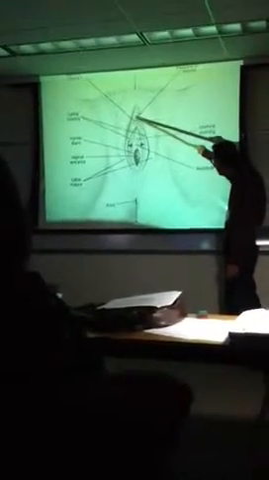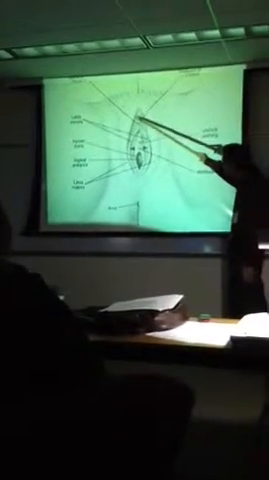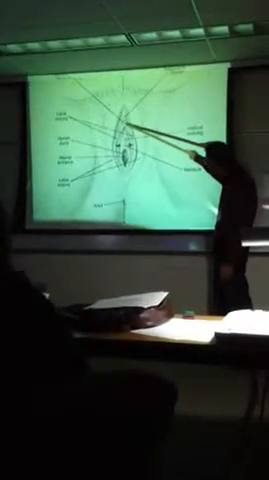The clitoris, this is actually the prepuce or foreskin of the clitoris, the hood of the clitoris, its skin. This is the clitoris itself right here. This is the urethral opening right here. No reproductive function.